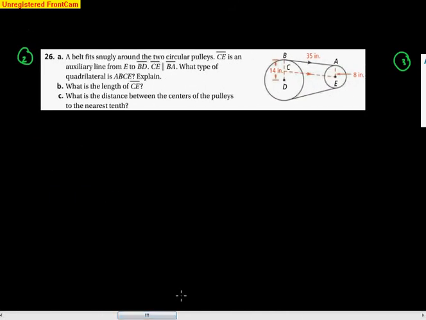Number 2 here. The belt problem. Here it is. It says a belt fits snugly around 2 circular pulleys. So the belt is going around the pulleys like this. This is the belt. It goes around, comes back up. That's the belt. And these are the 2 pulleys, the circles.